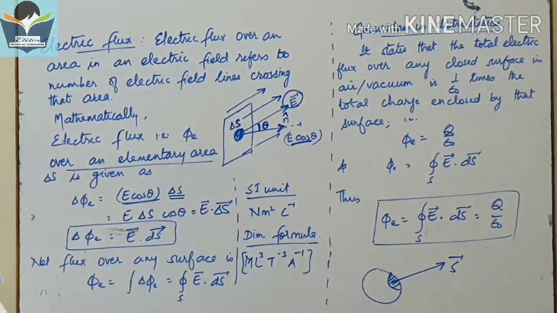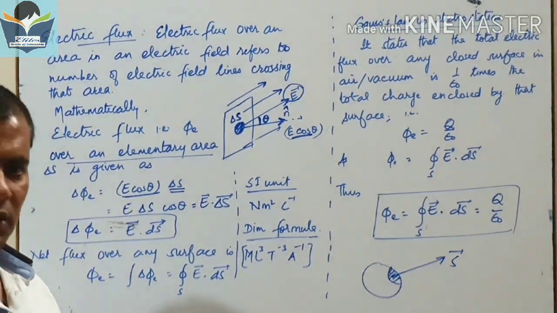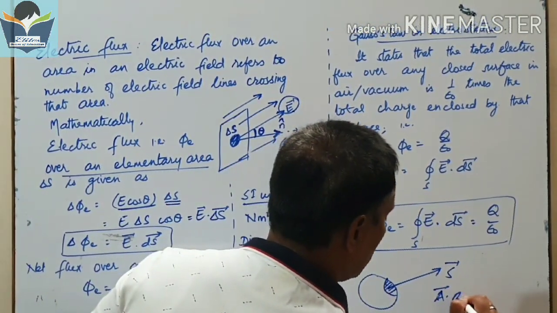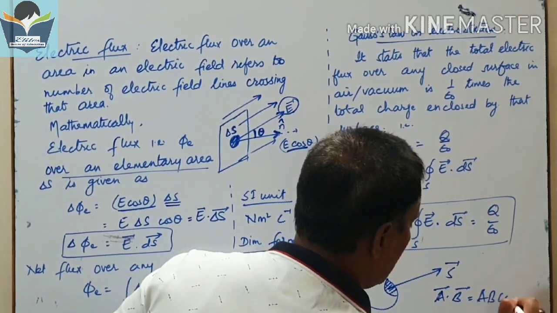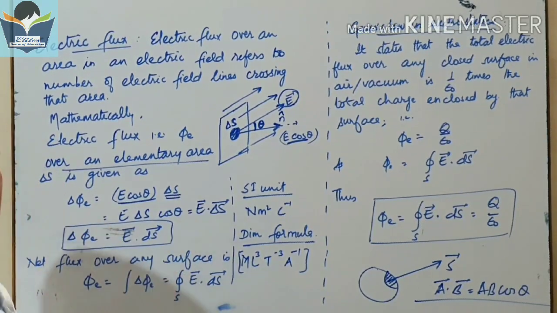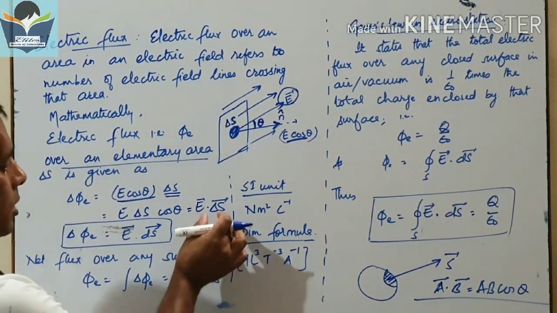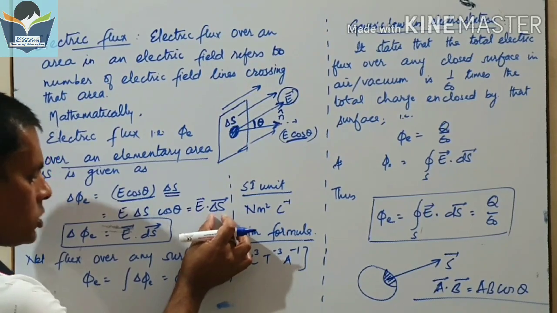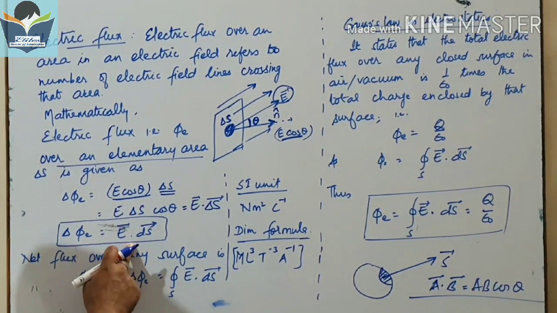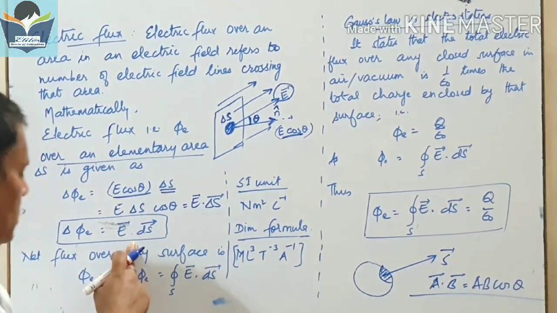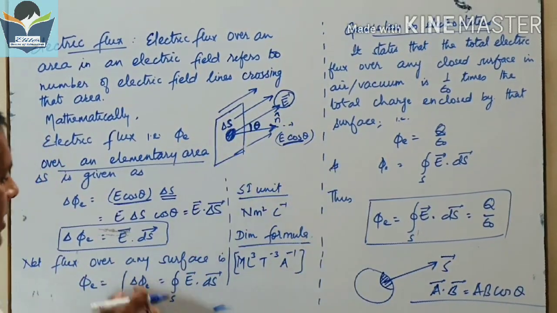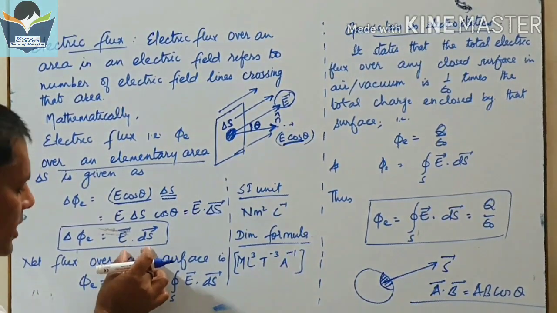Recall that vector A dot vector B is equal to AB cos theta. We have used this equation here. It is E dot delta S. Now this delta S can also be written, because we are representing smaller elements, as vector E dot vector dS. So delta phi E, the electric flux through the elementary area, is vector E dot vector dS.